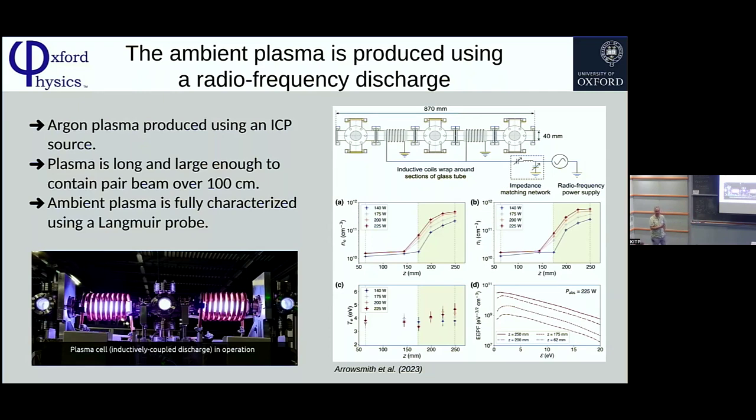And so we decided to characterize this plasma using techniques that are very well known in the community, like a Langmuir probe, that are used to measure the electron densities and the electron temperature, and we agree very well with the theory of these discharges, which is known from more than a century ago.